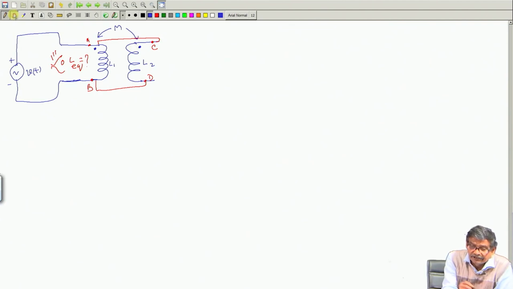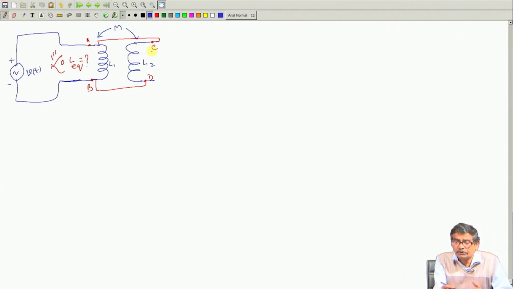First thing is first. Suppose somebody has drawn a circuit like this, no dots, nothing, L1, L2 and telling mutual inductance between them. Then I have every right to ask whoever has given me the problem: unless you give me the dots, I cannot do it, because I do not know the sense of the winding. Otherwise, if you give in totality the magnetic structure and the sense of the winding, I could find out.